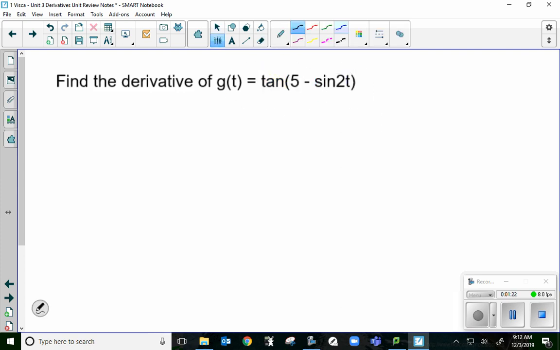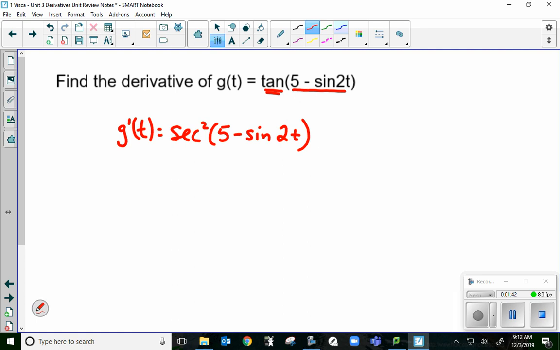So the derivative of tangent, I know for a fact, is secant squared. So I'm going to say g prime of t equals secant squared. The inside stays the same: 5 minus the sine of 2t. All right, times the derivative of just the inside. I'm taking the derivative of just this. Now, the derivative of 5 is 0, so I know that's going to go away.